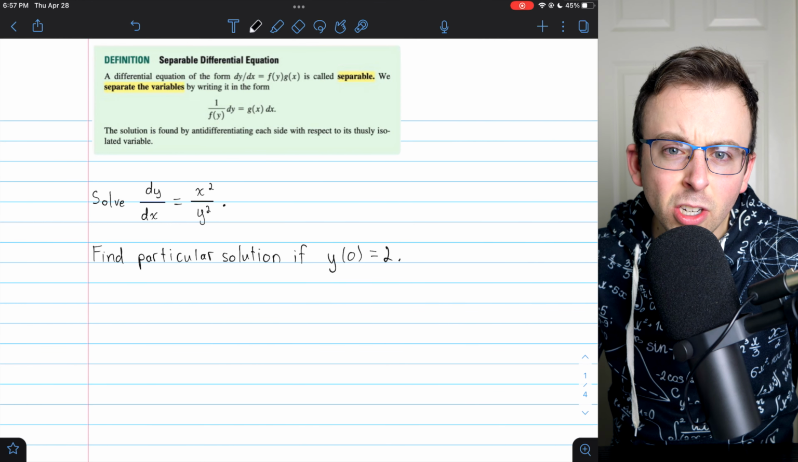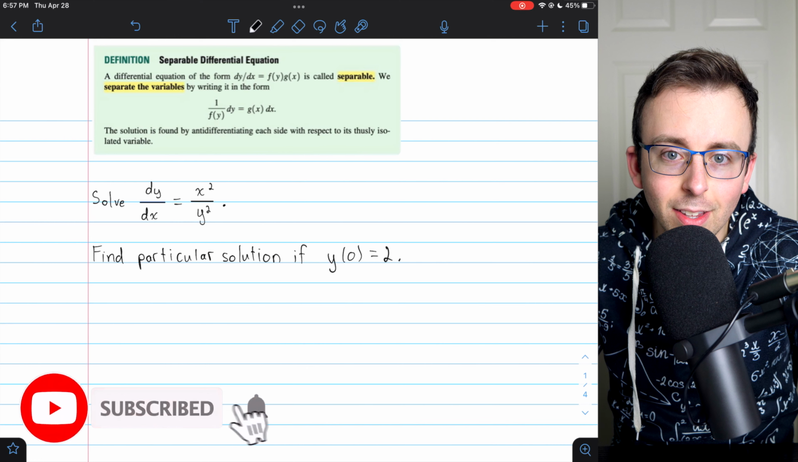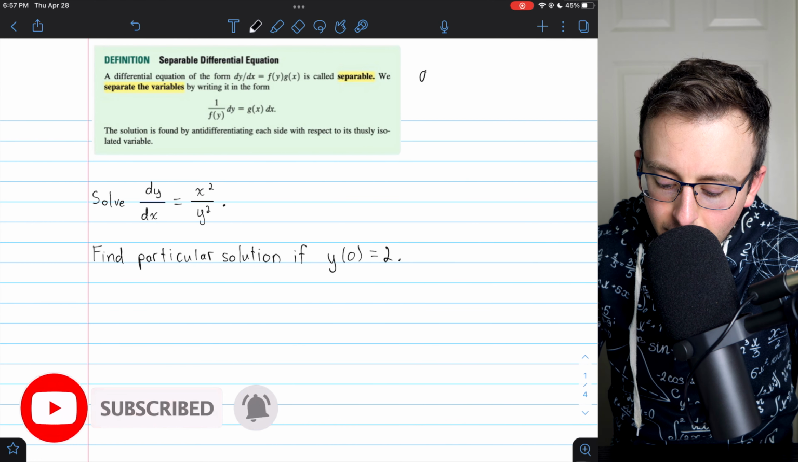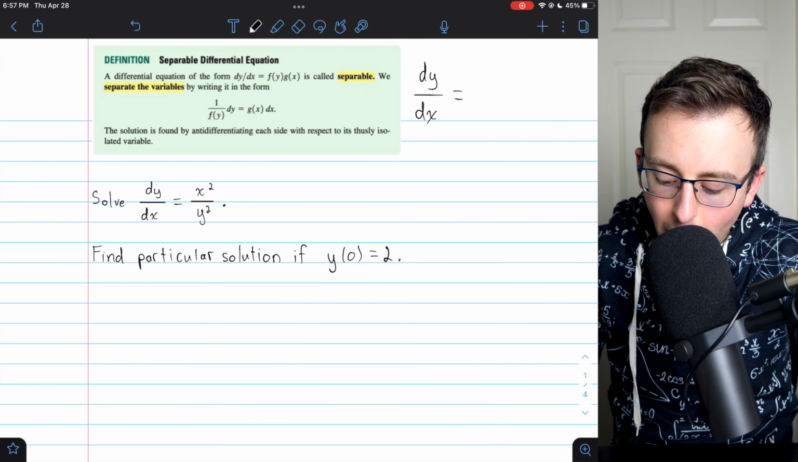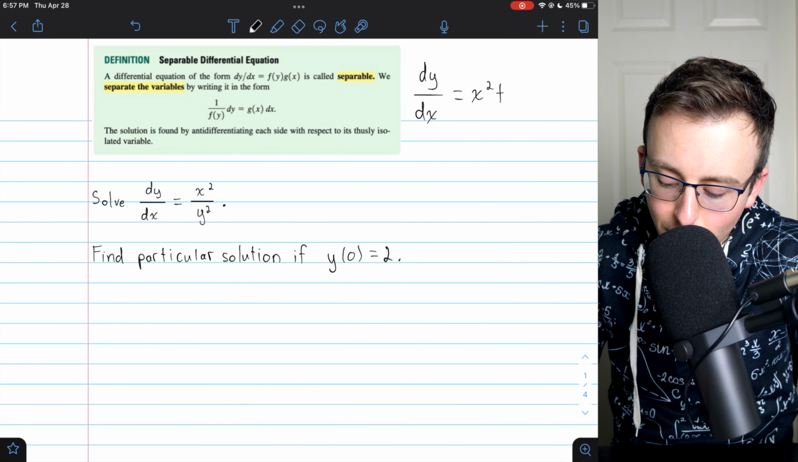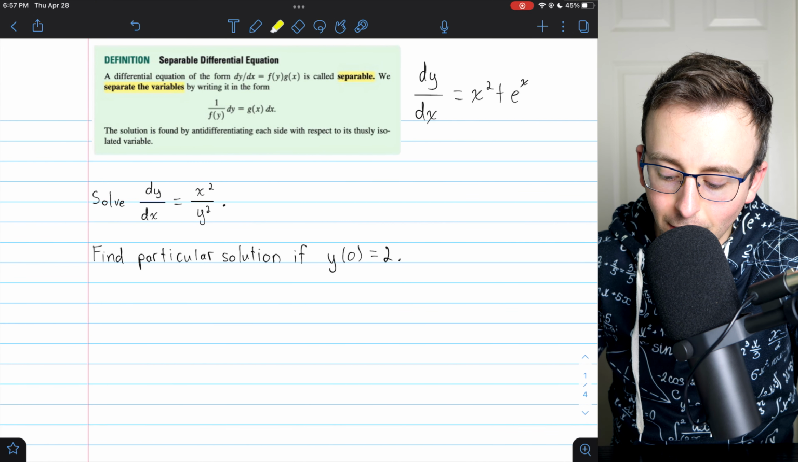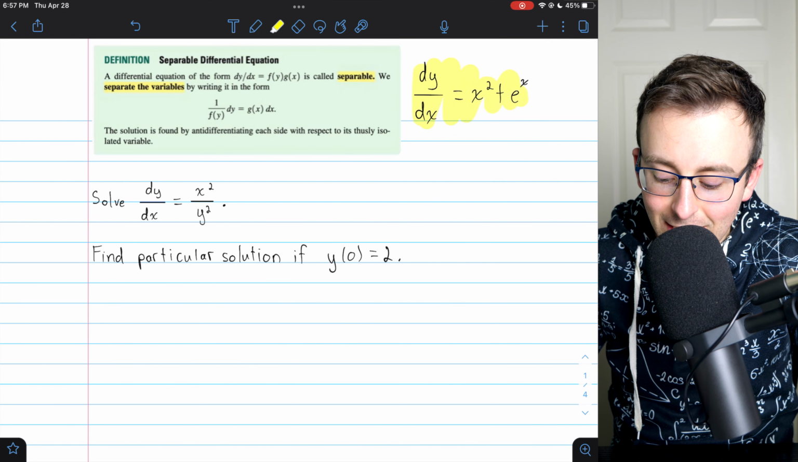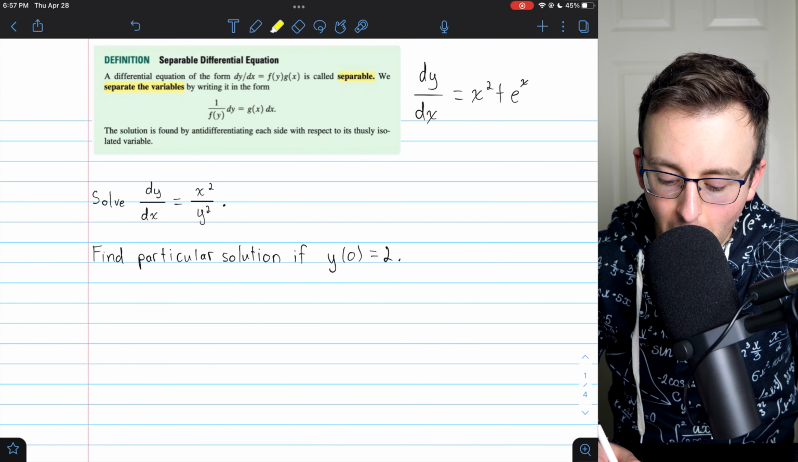Hi there. Let's go over how to solve separable first-order differential equations. Sometimes we're trying to solve what are called exact differential equations, where the derivative is given to us exactly, something like this, for example, dy/dx equals x squared plus e to the x. This is really easy. It turns out to just be an integration problem in order to solve this.